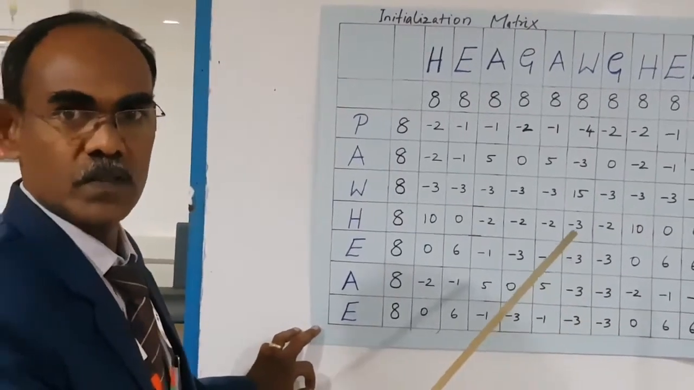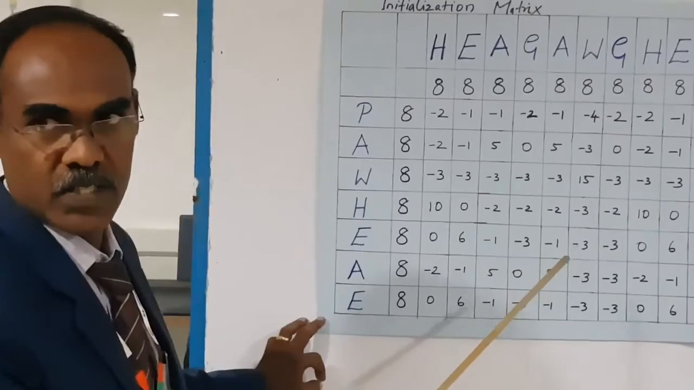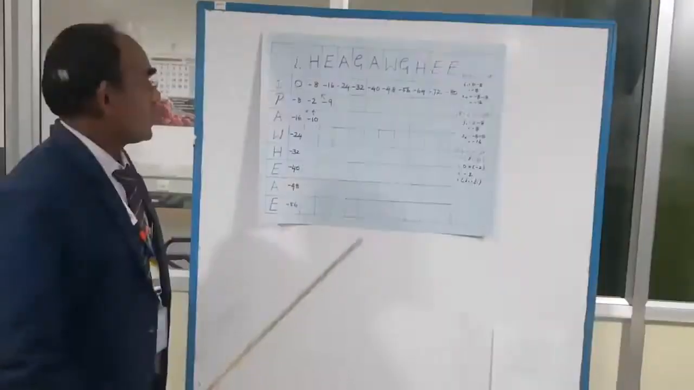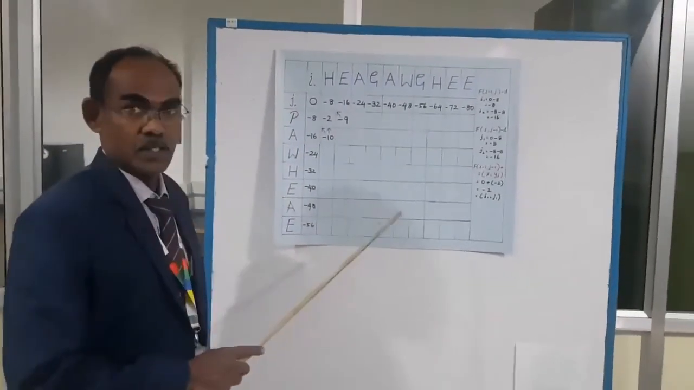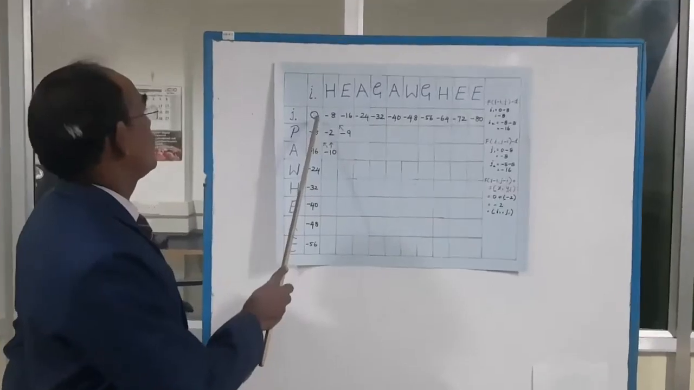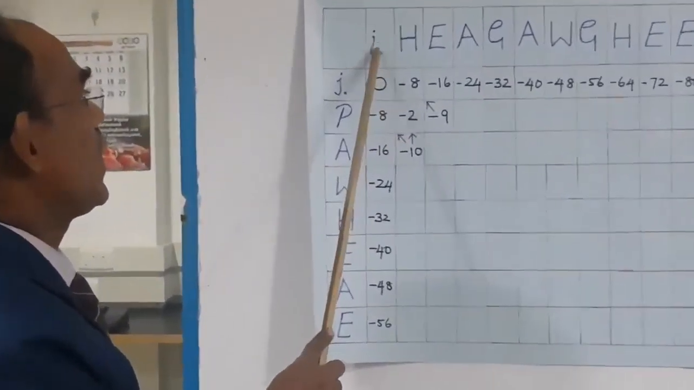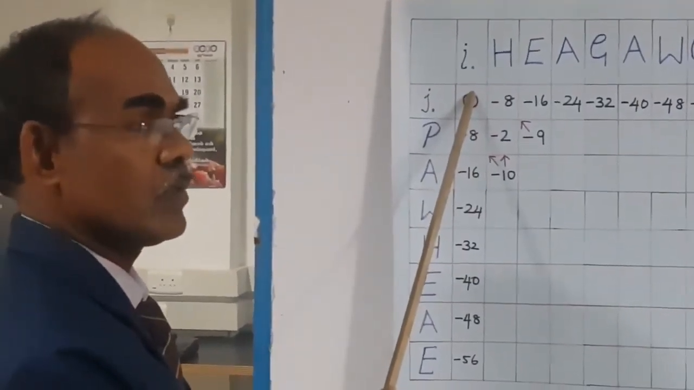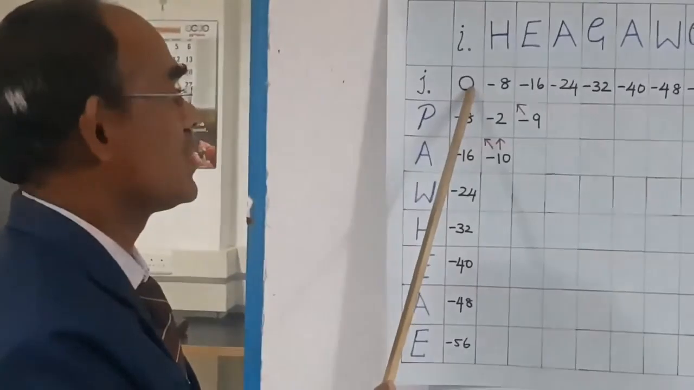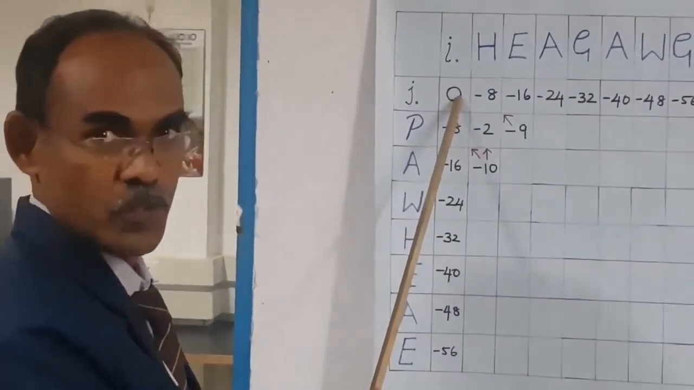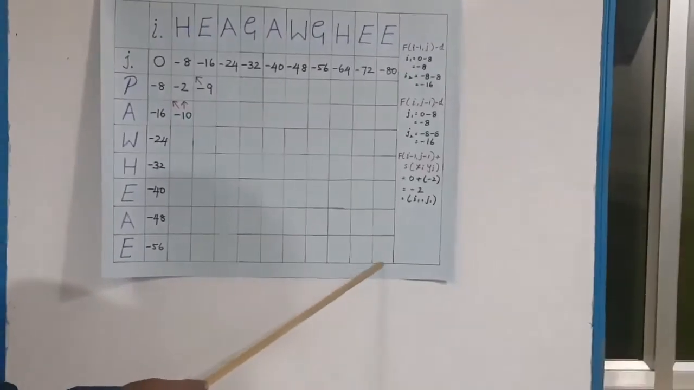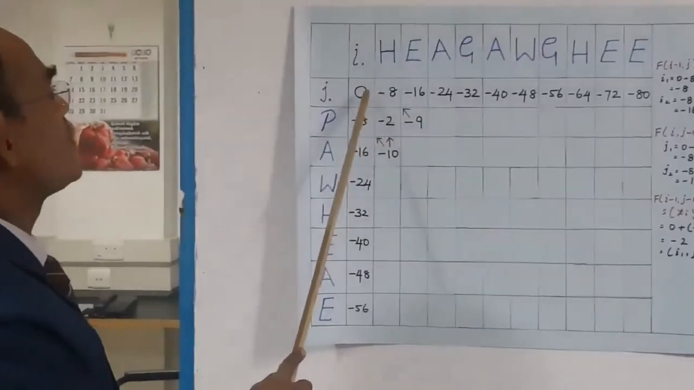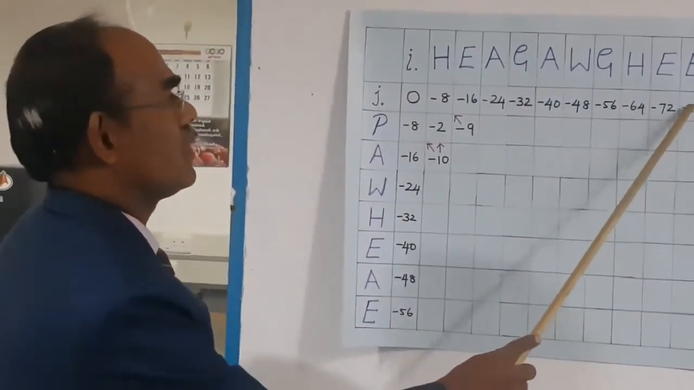Once this is ready, we have to go for the next stage, that is the path matrix construction. This is the typical path matrix construction stage, and here this is the starting point. The i0, j0 cell value is always 0. Since it is global sequence alignment, it will begin with this corner cell.